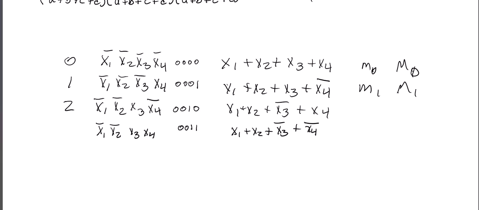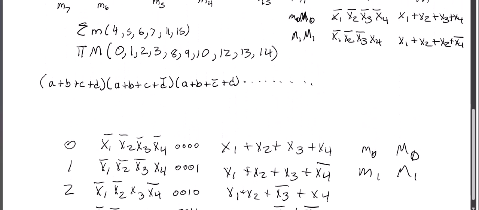Oh, so going back to how I came up with these. So max term 0 has none of them complemented. Max term 1 has only the last term complemented. Max term 2 has the second to last term complemented. So it's just like this in the chart, just with different variables.